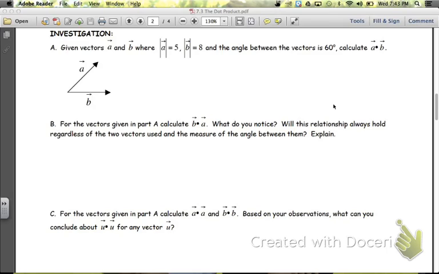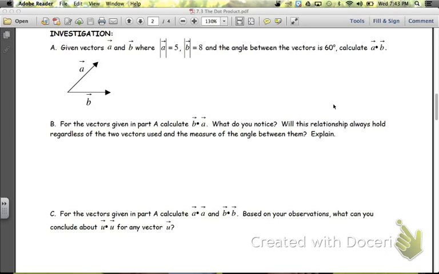Now what I would like you to do is pause the video and go through the investigation on the next 2 pages on your own. And then when you're done, you can restart the video and we will go through the examples together. But make sure that you remember when we are doing the dot product, it's tail to tail. When we are adding vectors, it's tail to tip, as well as looking at your different properties that may exist.